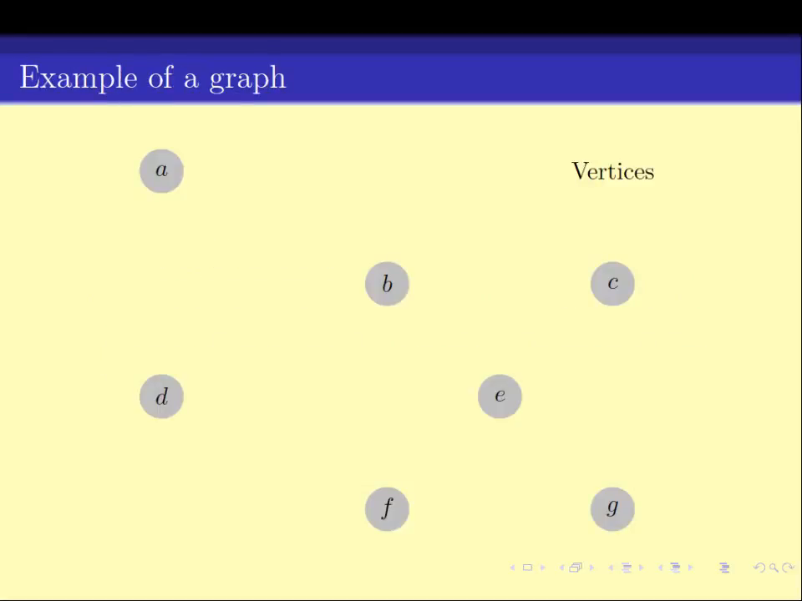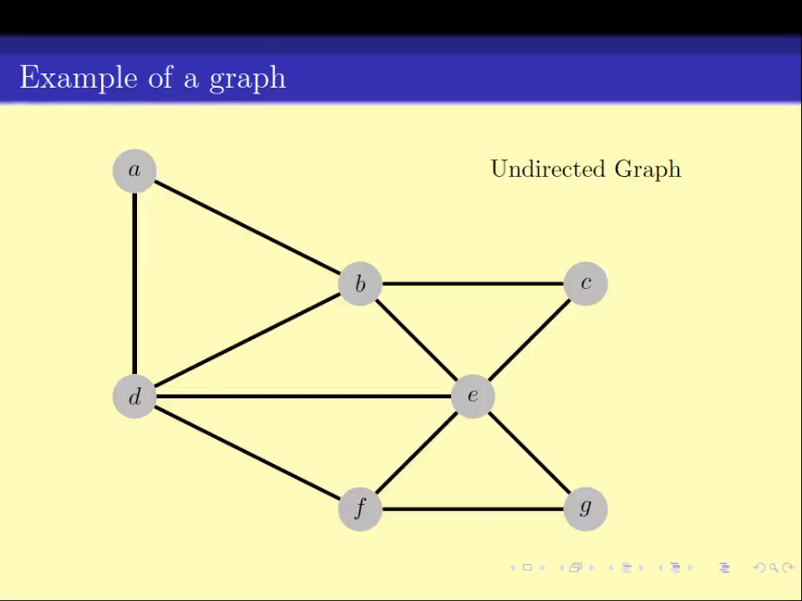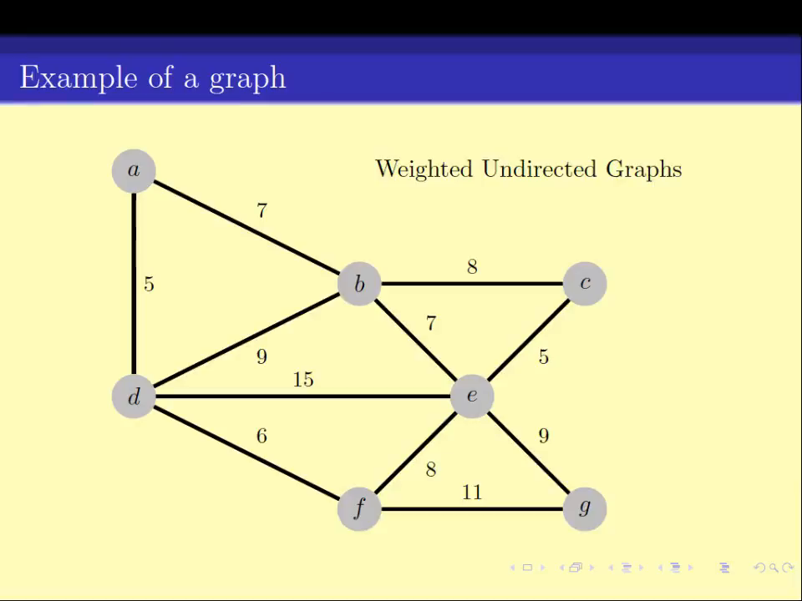So pictorially, we draw the graphs as these blobs representing the vertices A, B, C, D, E, F, G. The edges, which are basically pairs of vertices, are represented by lines drawn between those two corresponding vertices. So that means here (A, D) or (D, A) is an edge, whereas (A, C) is not an edge. So this is called an undirected graph. Of course, for our need, we might have weights on these edges, and then we have a weighted undirected graph.